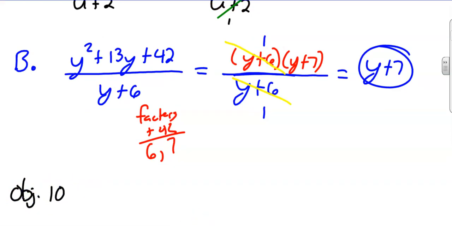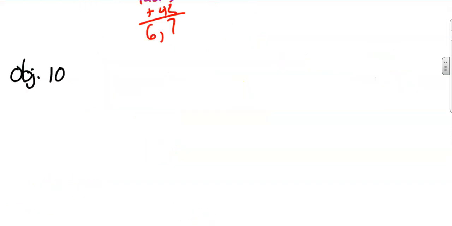Okay, and objective 10, exact same problem, exact same setup. It's just now you're going to have to factor the numerator and factor the denominator and then just go back and cancel.